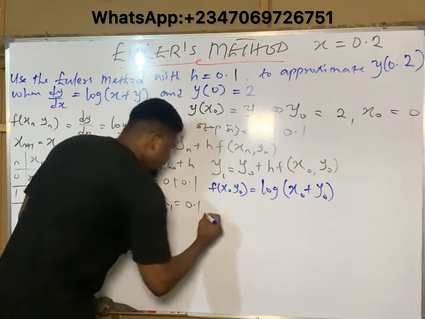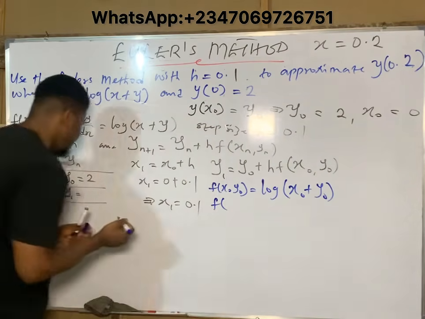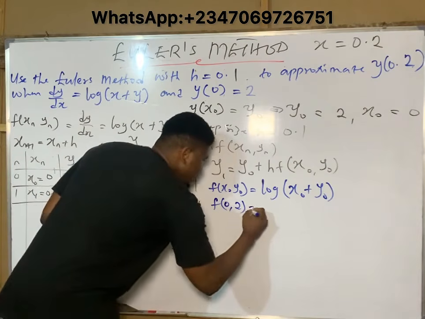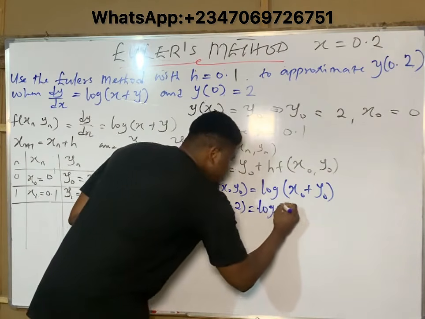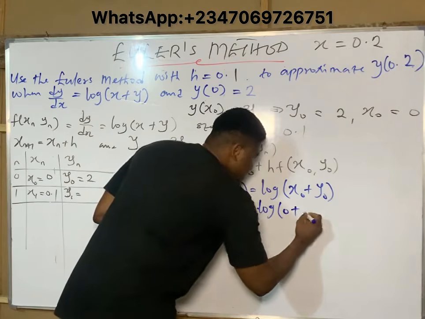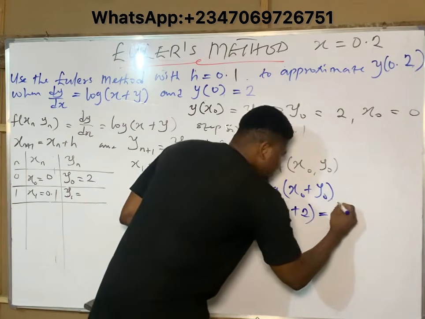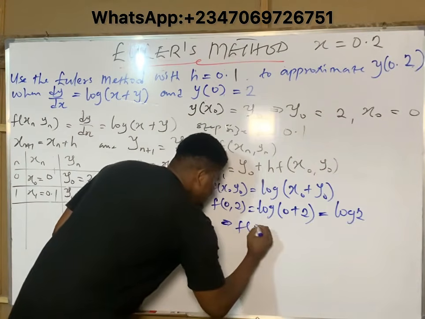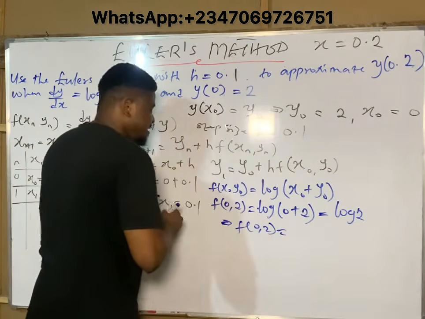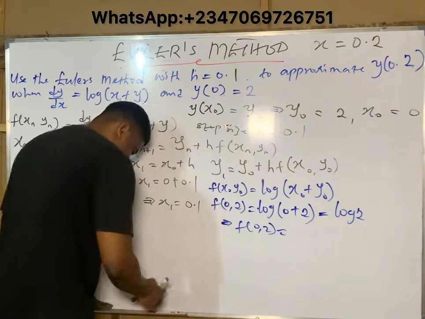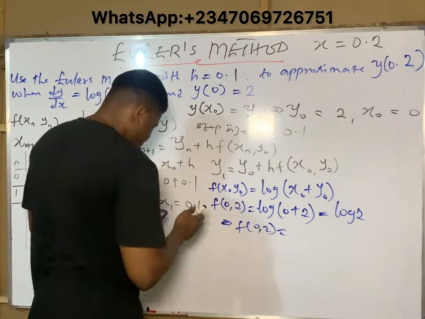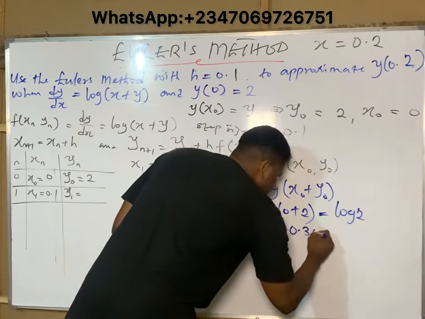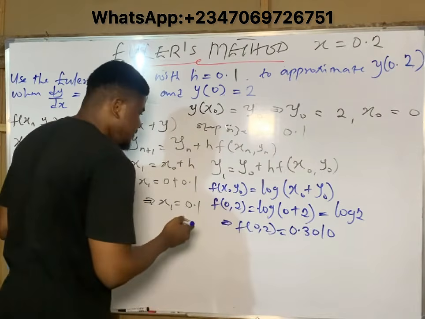It's as simple as this. So x0 is 0, y0 is 2. So f of 0, 2 equals log of x0, which is 0, plus y0, which is 2. So this actually gives us what? Log 2. So this implies that the value of the function at 0 and 2 is going to be equal to, let's now find the value of log 2. So log 2 gives us approximately 0.3010. So we have this for the function.